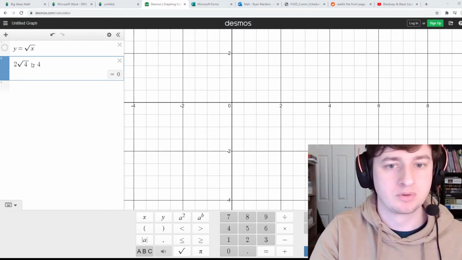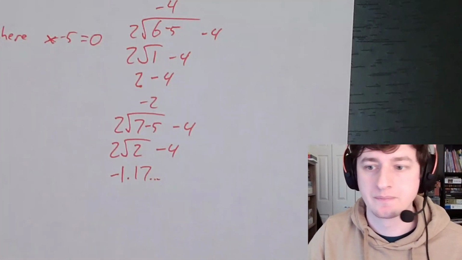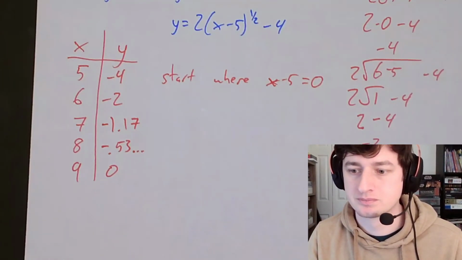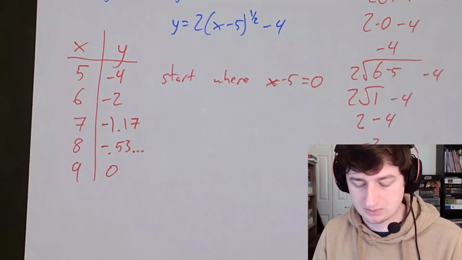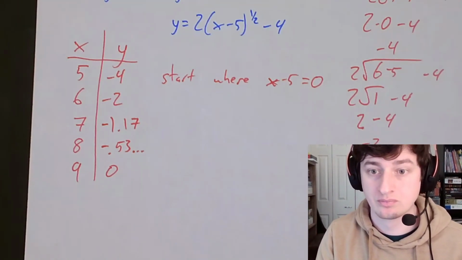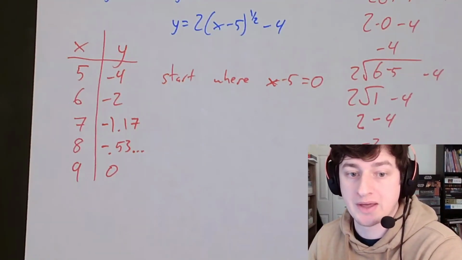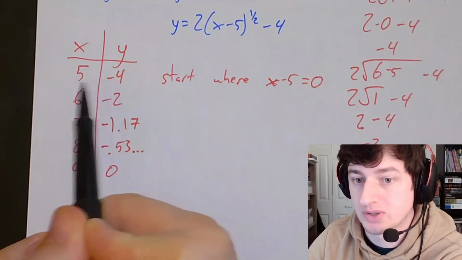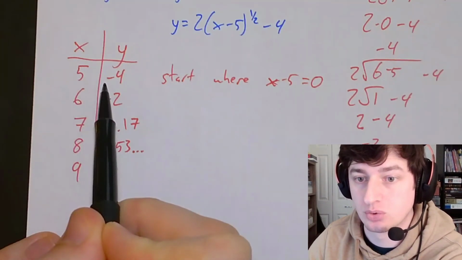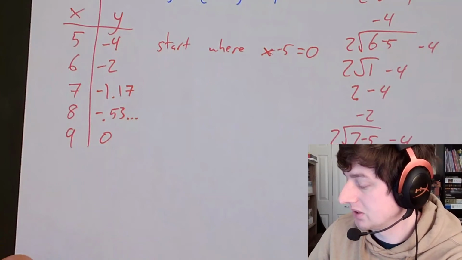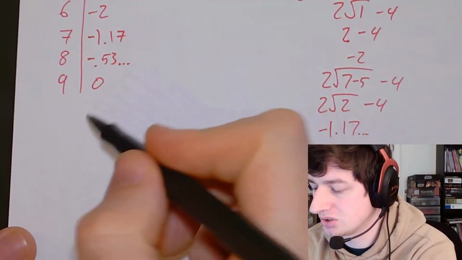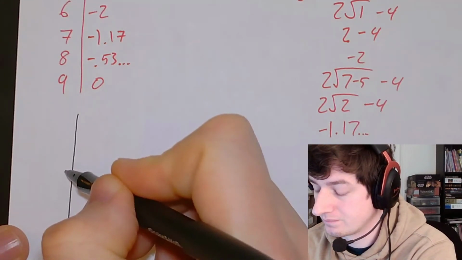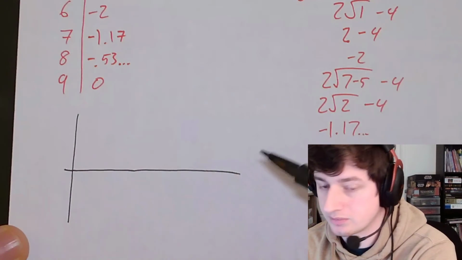Okay, so our table looks like this now. So now I'm just going to plot that. This is the starting point, right? So our graph is going to start at 5, negative 4. And that means when I'm doing my coordinate plane, I'm actually going to skew it a little bit. It's going to look like that.